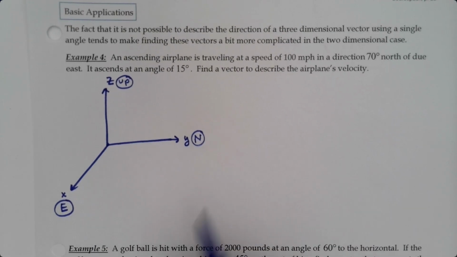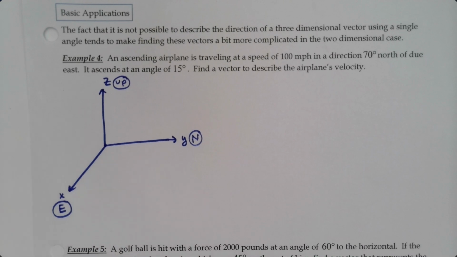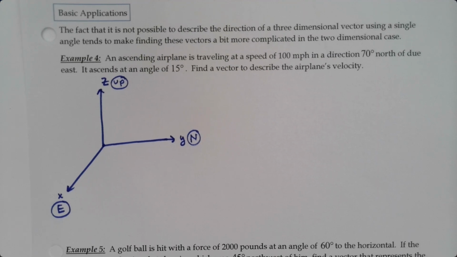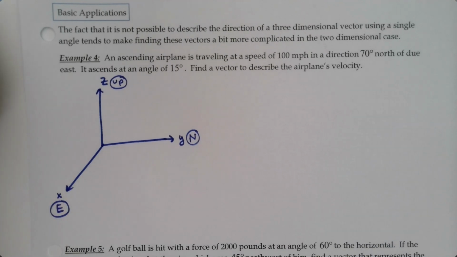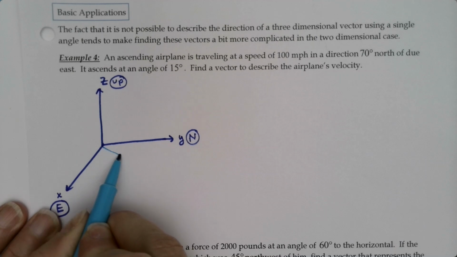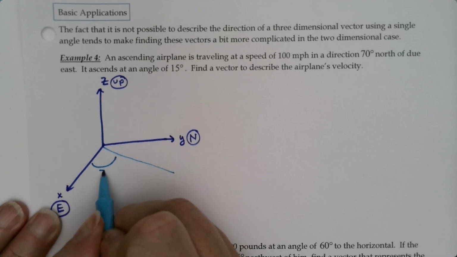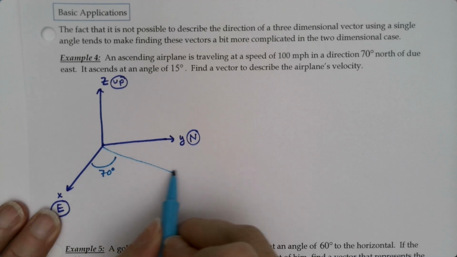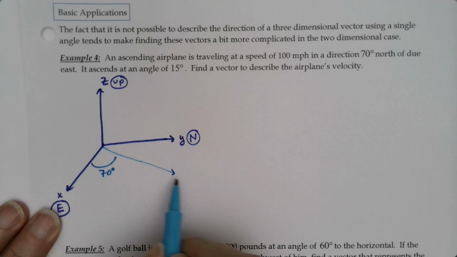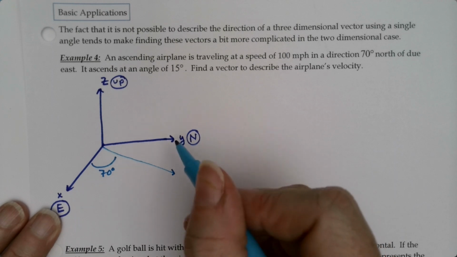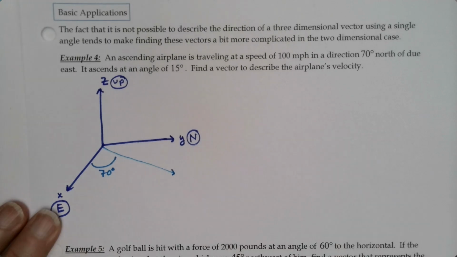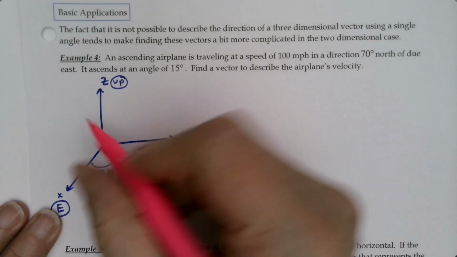Okay, so we have an ascending airplane traveling at a speed of 100 miles per hour in a direction that is 70 degrees north of due east. So that means that it's kind of coming out this way, where that angle is 70 degrees. And then you're going to go up into the air. So we want to go up an angle of 15 degrees.